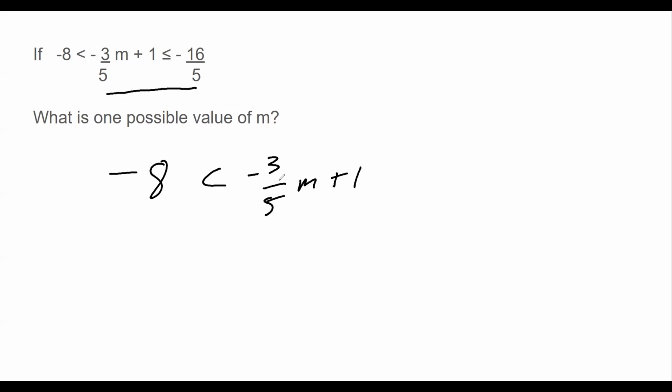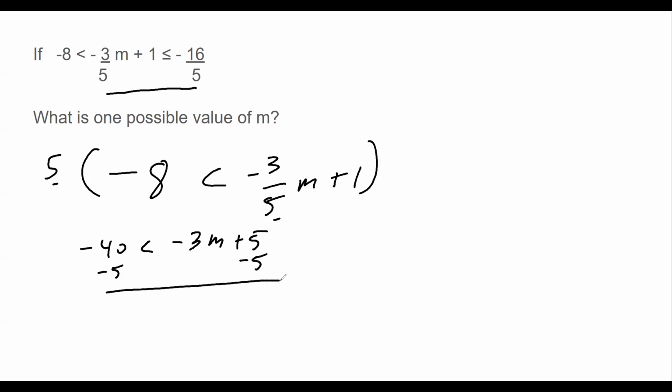Now, whenever I see a fraction, I automatically want to get rid of it. I'm going to multiply everything through by 5. This will get rid of the fraction. 5 times negative 8 is negative 40, less than negative 3m, because the 5 and the 5 cancel. 5 times 1 is 5. Don't forget that. Now I just solve it.